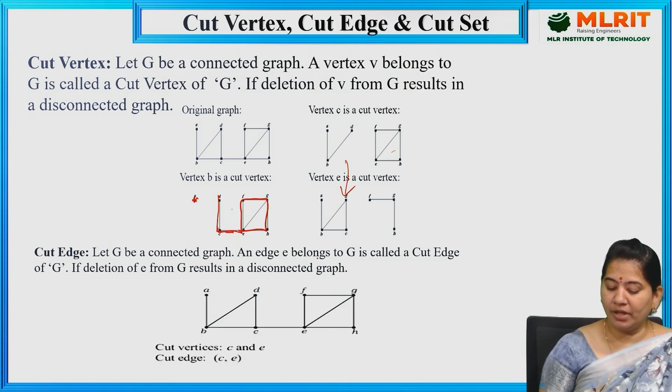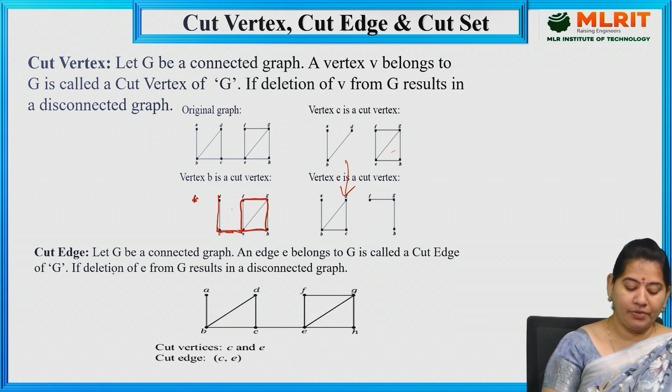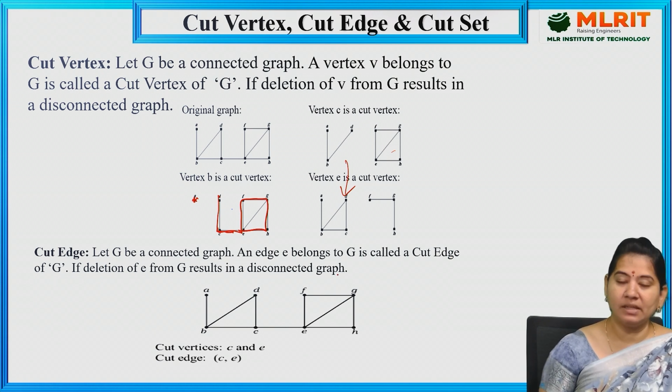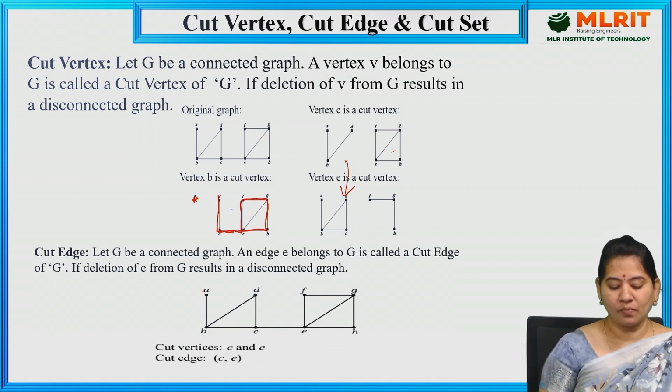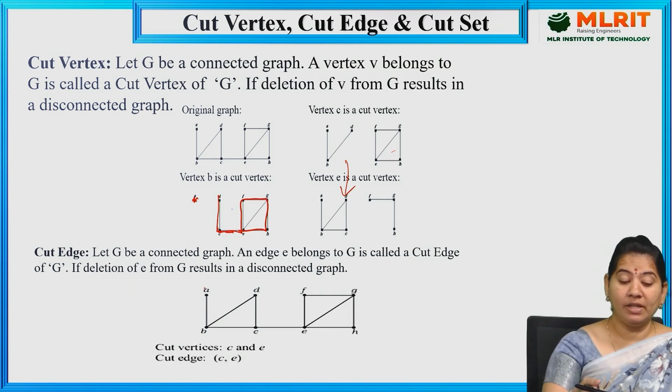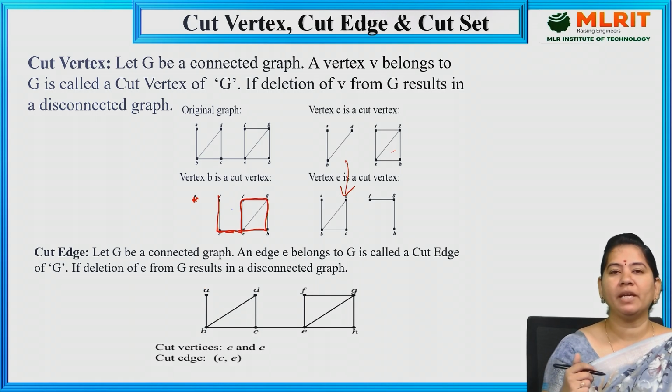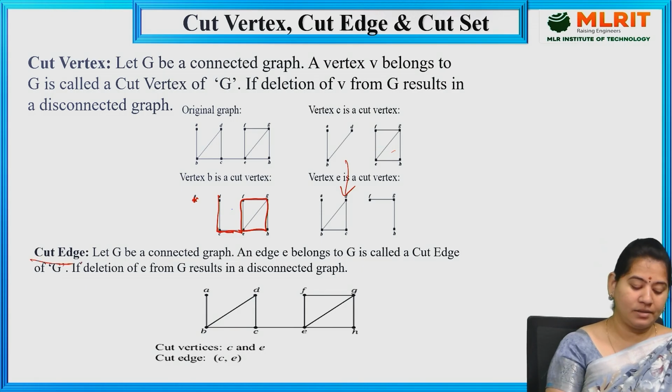An edge E belonging to G is called a cut edge of G if deletion of E from G results in a disconnected graph. So in the previous one, cut vertex, the deletion of a vertex, if you are making it disconnected, is called a cut vertex. If the deletion of an edge only makes it a disconnected graph, that is called a cut edge.